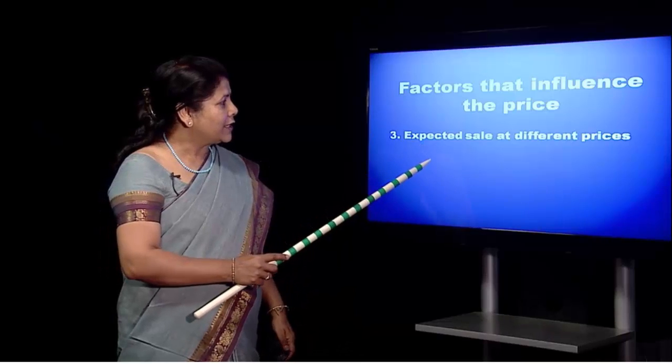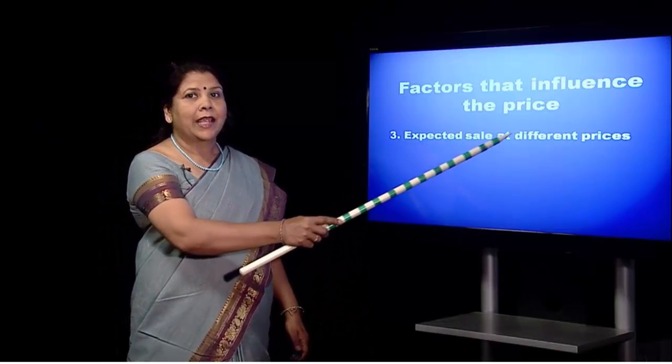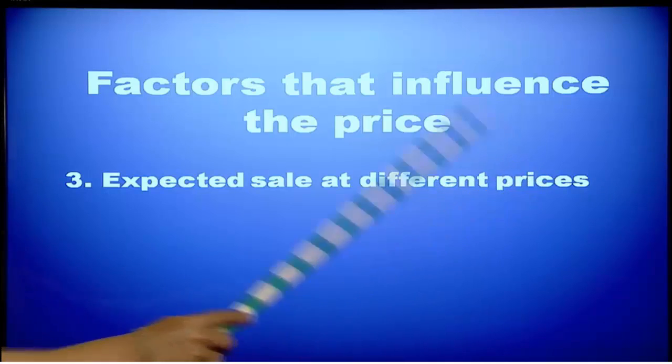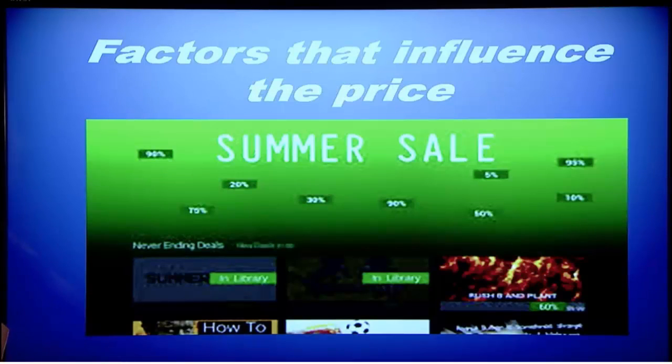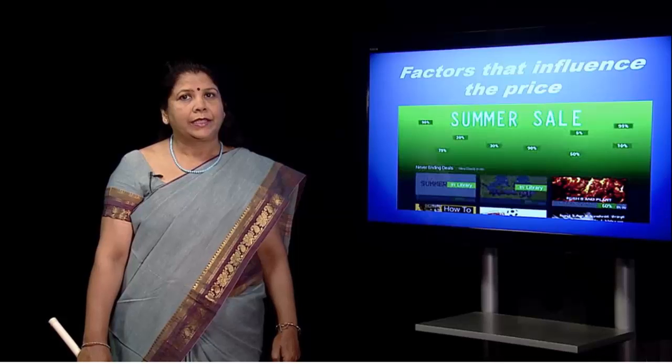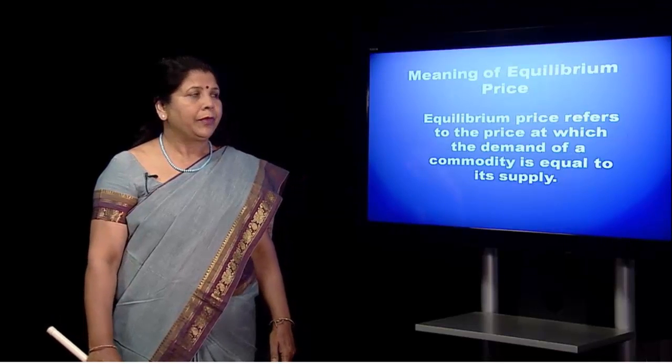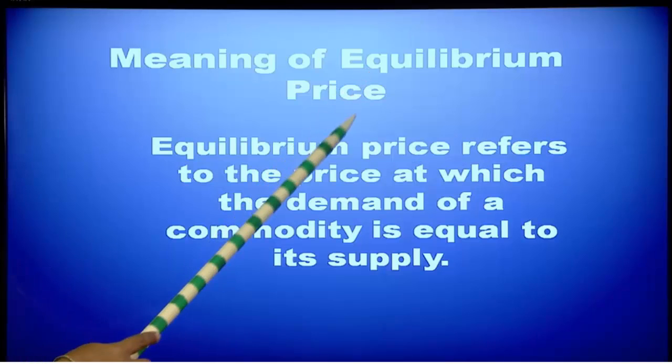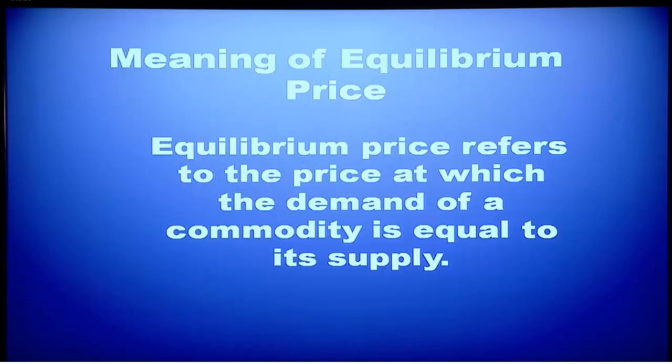The third factor is the expected sale at different prices. You may have been planning a sale as a producer or a seller, and that definitely affects the market price for the commodity. Now let us understand equilibrium price.